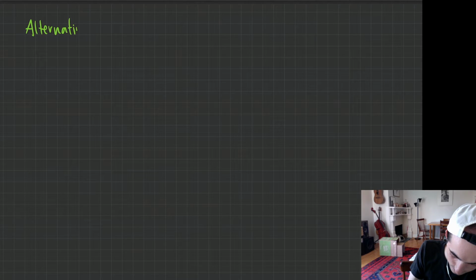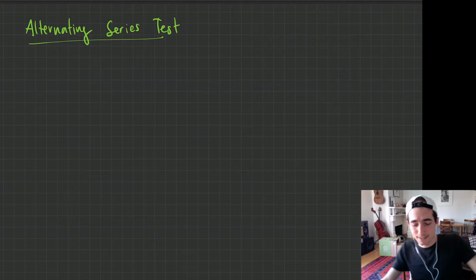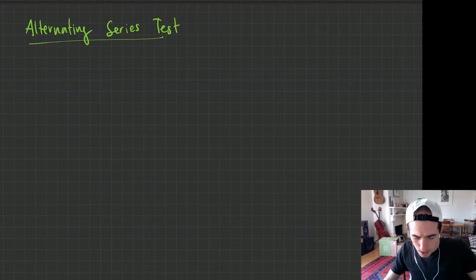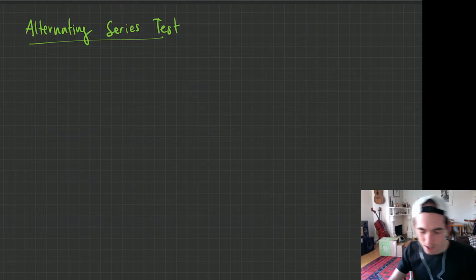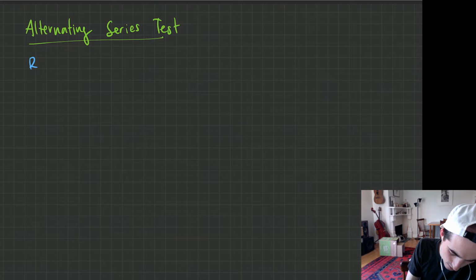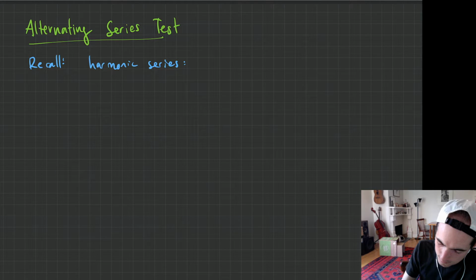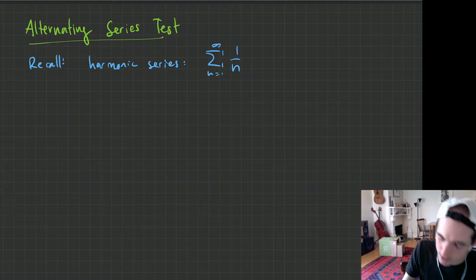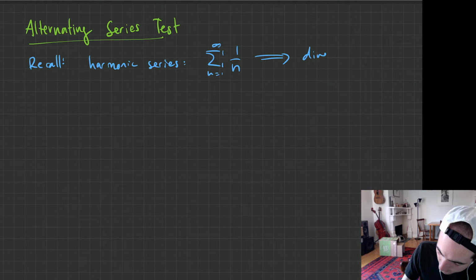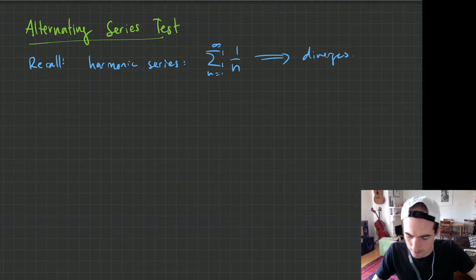Alternating series test. The alternating series test talks about things that kind of look like the alternating harmonic series, right? Let's recall the harmonic series. Remember, that was the sum from n equals 1 to infinity of 1 over n, right? That's the harmonic series, and we noticed that this diverges. This sum diverges.